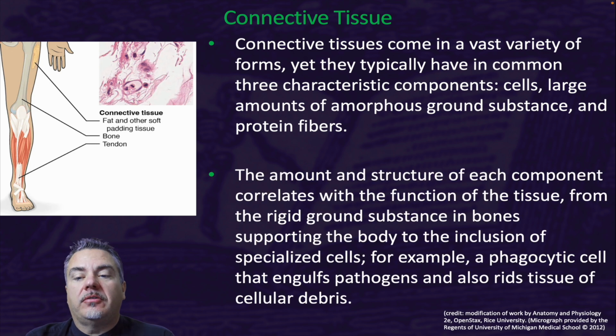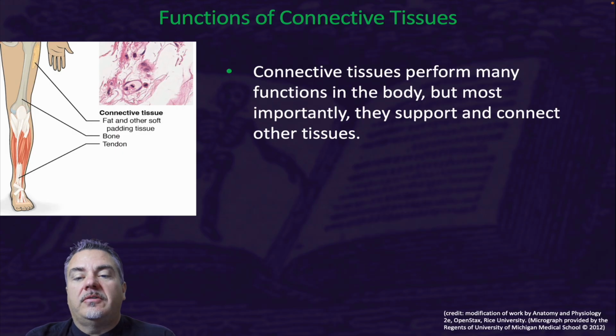The amount and structure of each component correlates with the function of the tissue, from the rigid ground substance in bones supporting the body to the inclusion of specialized cells. For example, a phagocytic cell that engulfs pathogens and also rids tissues of cellular debris. Connective tissues perform many functions in the body, but most importantly, they support and connect other tissues.